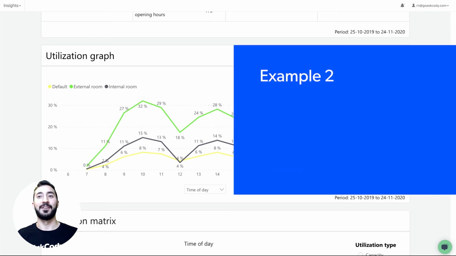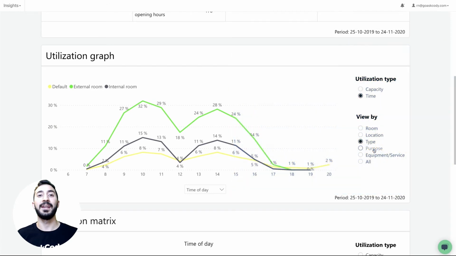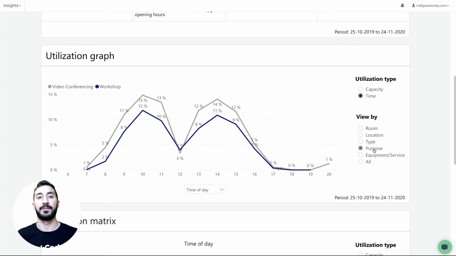Another common case is to understand the need for various types of rooms in your workplace and potentially changes in your room setup to accommodate for this. We can get this insight by choosing View by Equipment or by Purpose in the graph. Here we see that video conferencing rooms are higher utilized time-wise than workshop rooms. We can also compare the average by choosing all rooms.